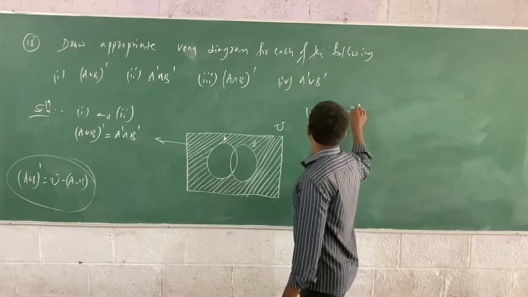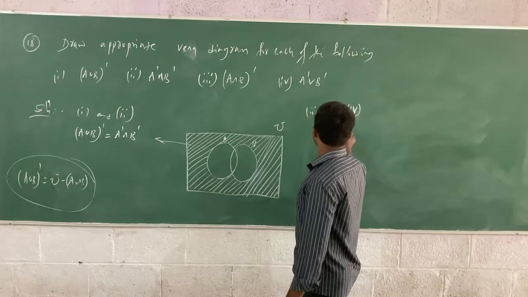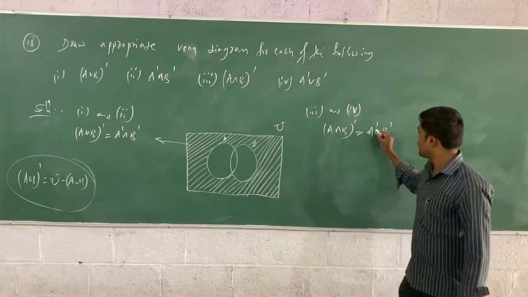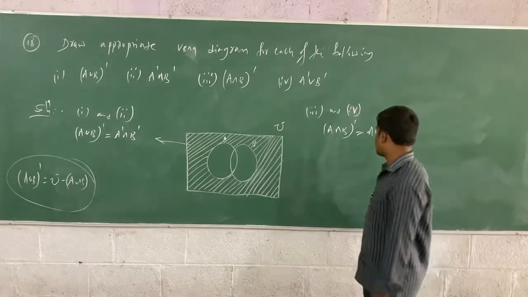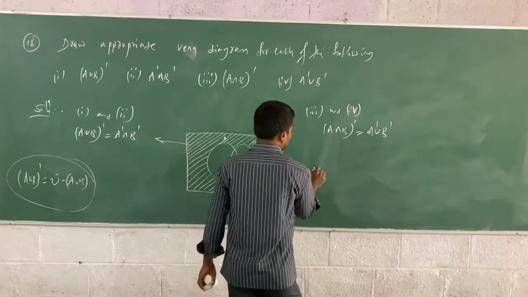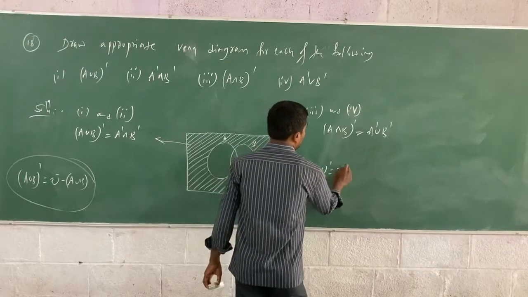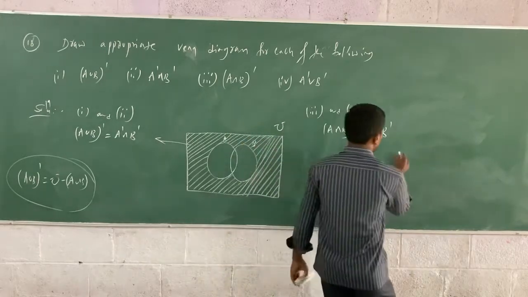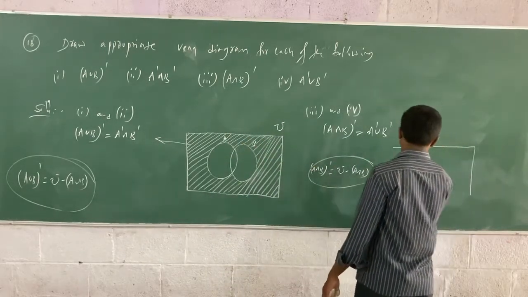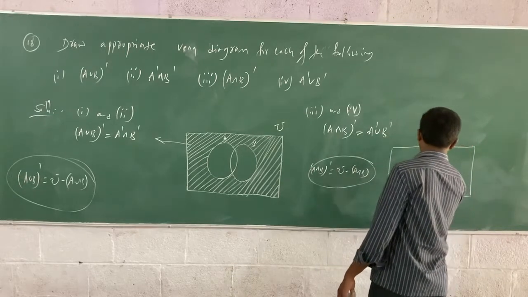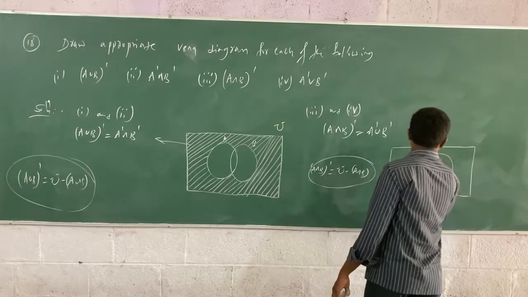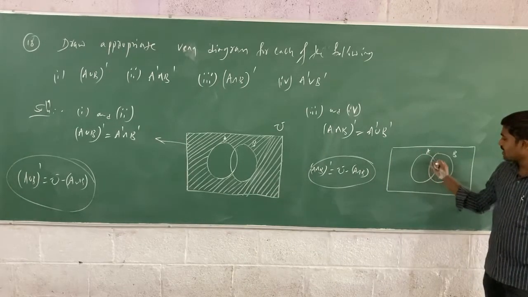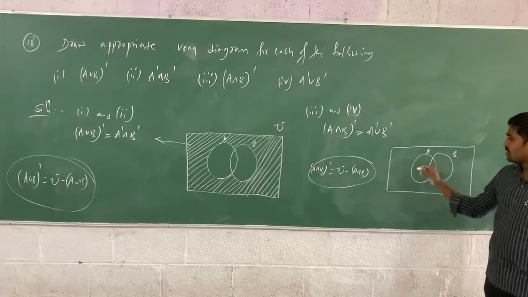Third and fourth. Again, it is the same, because complement of A intersection B is the same as complement of A union complement of B according to De Morgan's laws. So, take A intersection B, and then its complement in the universal set. This is A, this is B. If you take the intersection, this is the common portion, A intersection B.